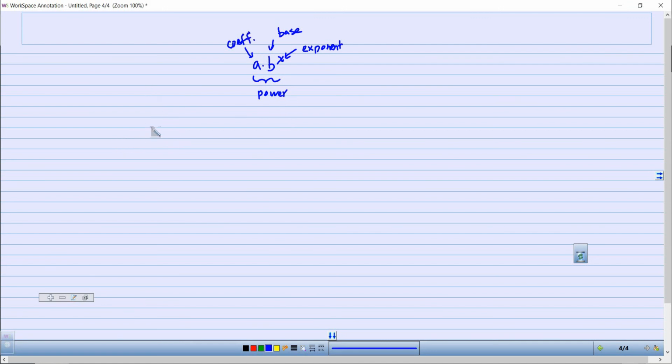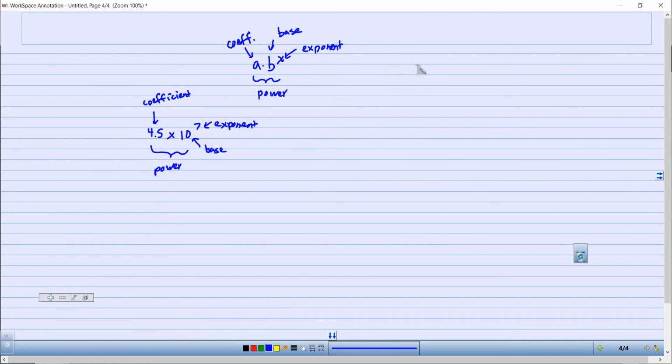So again, when we have a number in scientific notation, 4.5 times 10 to the 7th, this whole thing is a power. 10 is our base, and remember in scientific notation, our base will always be 10. 7 is the exponent, and 4.5 is the coefficient.